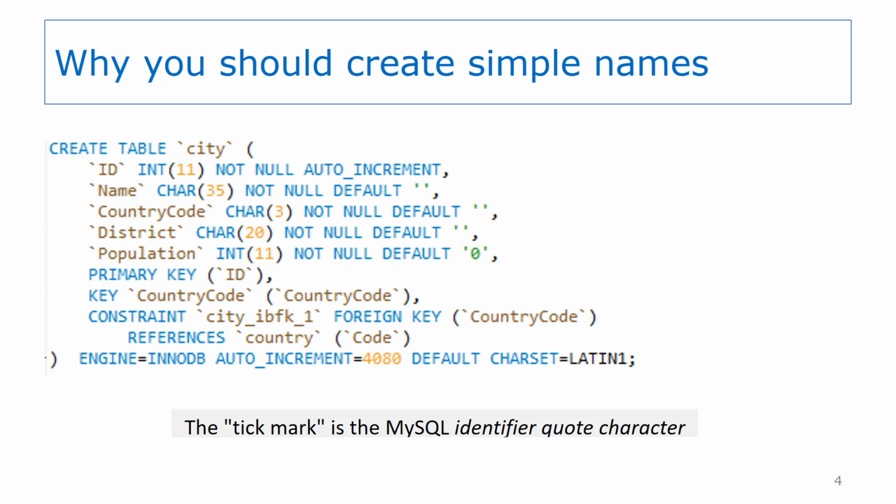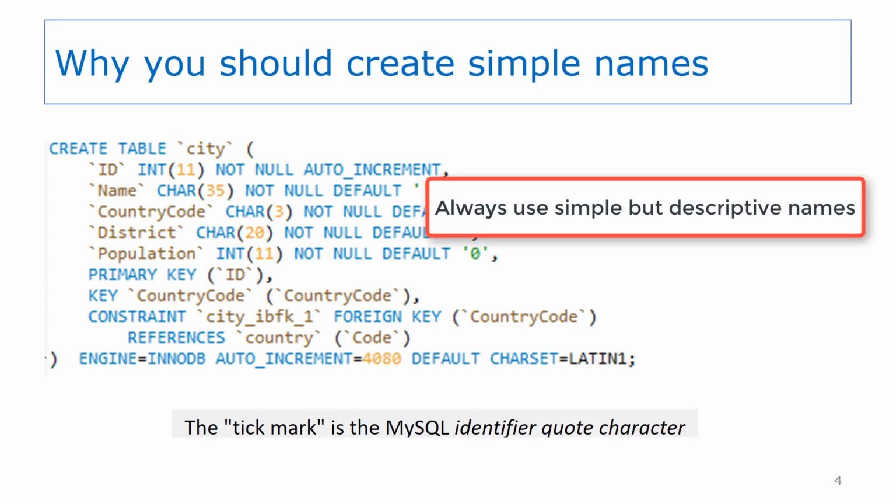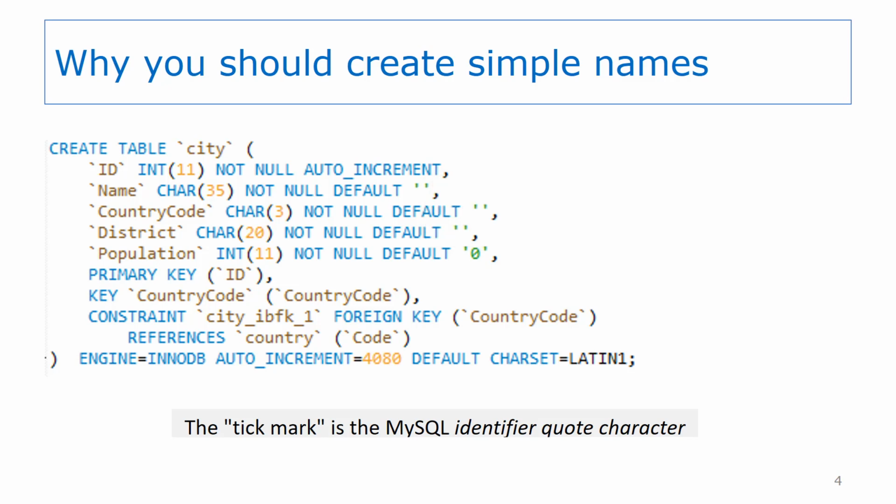What if you have to work with an existing table that contains complex column names? A good rule to follow is this. Always use simple but descriptive names. A simple name is a name that MySQL can work with that does not require tick mark identifiers. If you do need to create a complex name, you should have a very good reason for doing so.